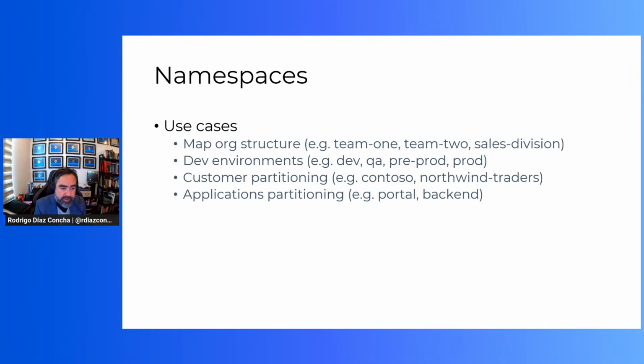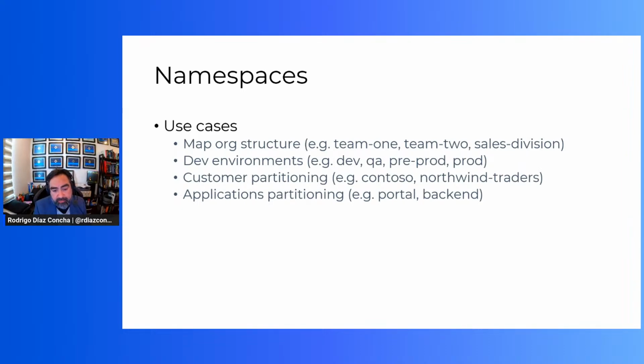So for instance, our use case could be to map the organization structure, say team 1, team 2, team 3, sales division, marketing, development. I don't know. Okay, to map your organization structure is one of the use cases that we can use with namespaces. Or development environments, such as development, production, QA, and so on.